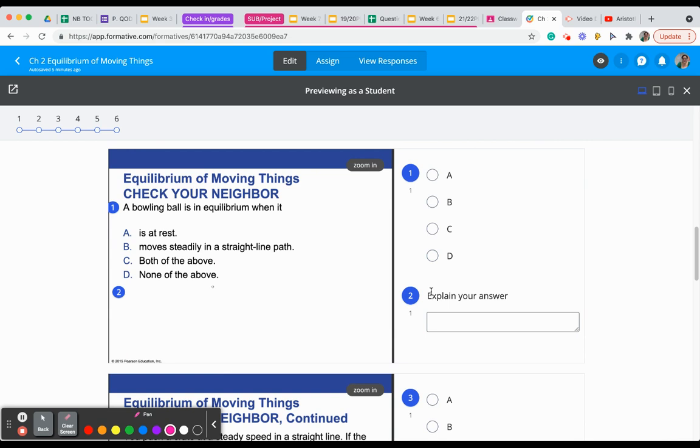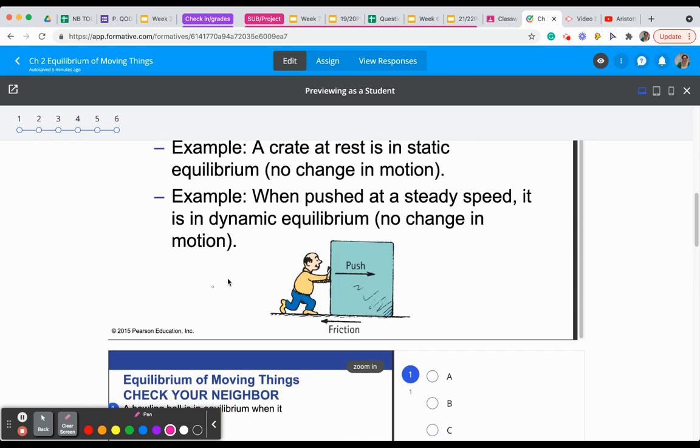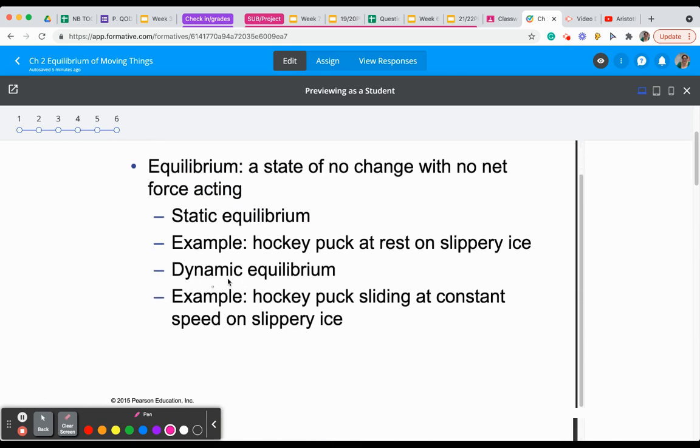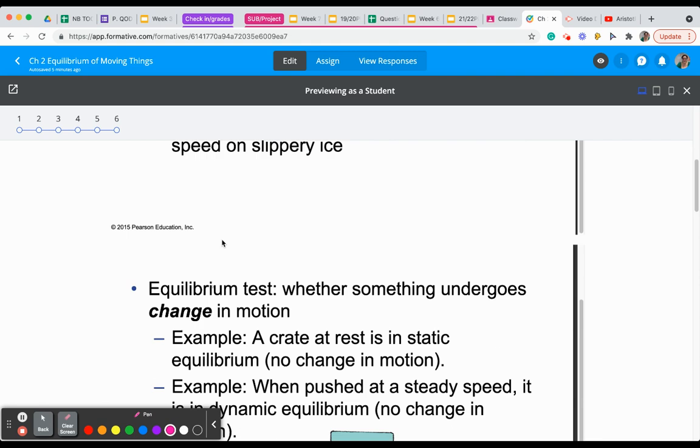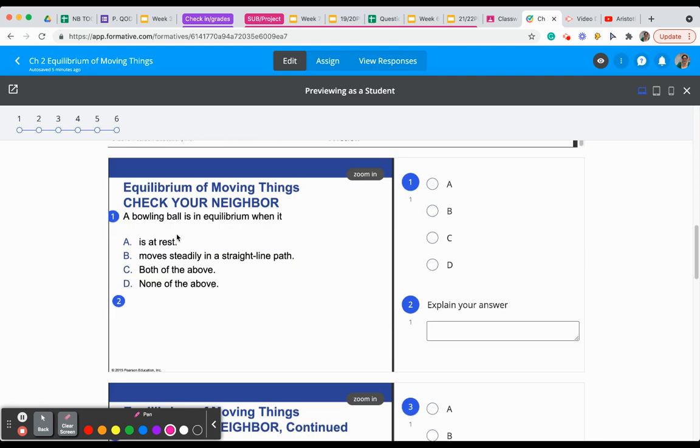All right, first check question. A bowling ball is in equilibrium when it is at rest, moves steadily in a straight line path, both of the above, or none of the above. So going back to our definitions, equilibrium is a state of no change with no net force acting on it. In other words, we're not changing our motion. So if something is at rest, it is in equilibrium. Specifically, it's in static equilibrium.